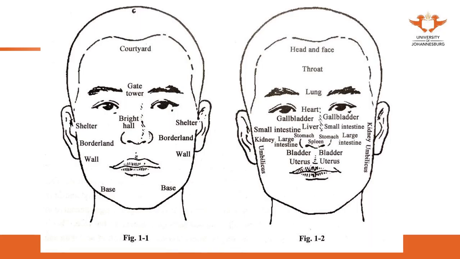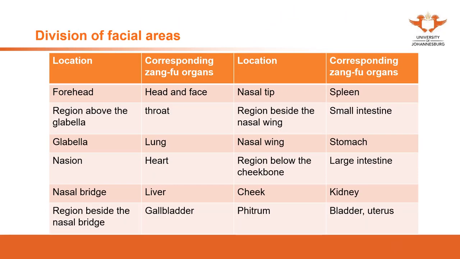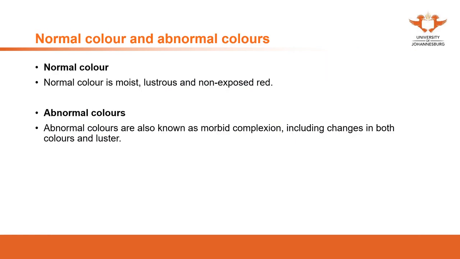When we observe the face, apart from the color and luster, we're also going to differentiate the different locations. So these are the divisions of the area, the locations. What's the normal color? In order to understand the abnormal color, we need to know the normal color.